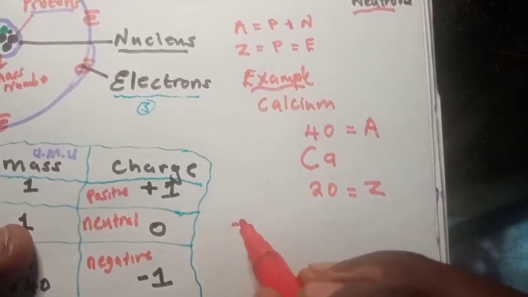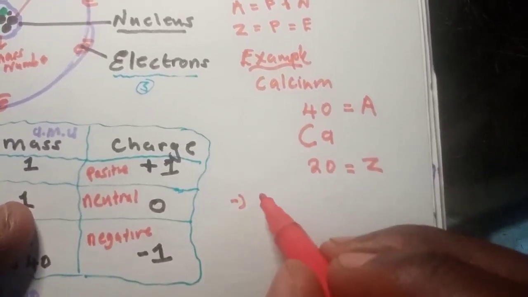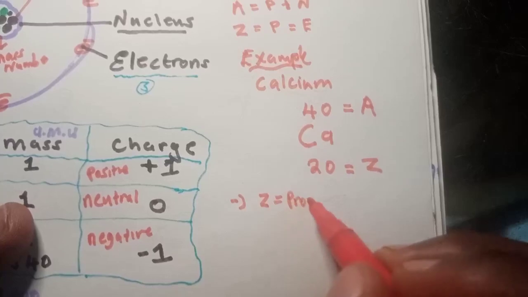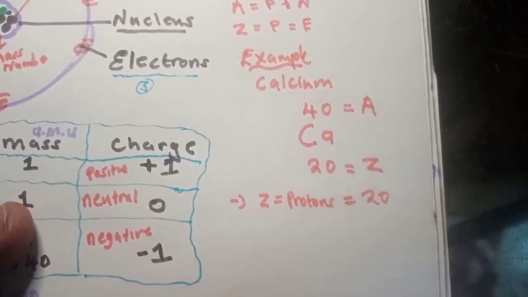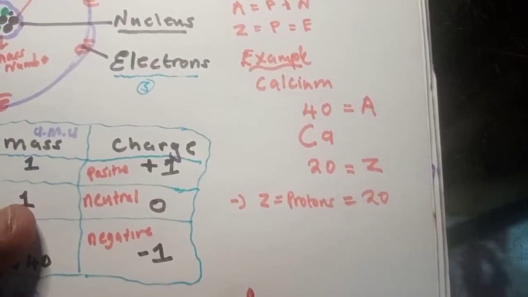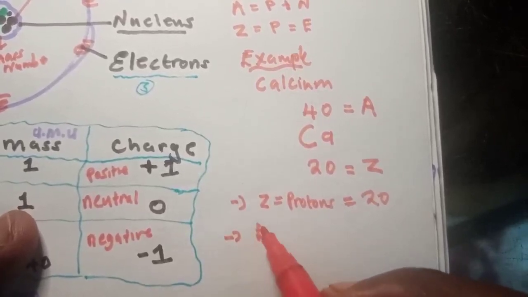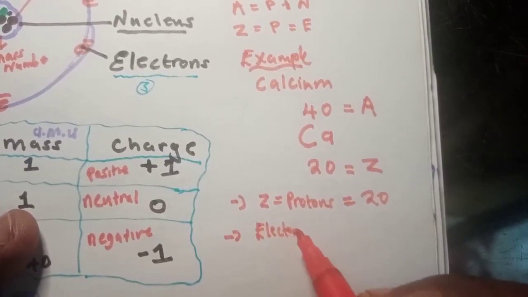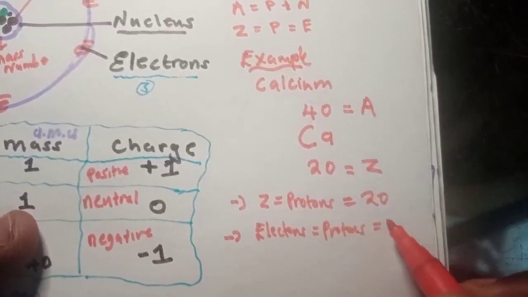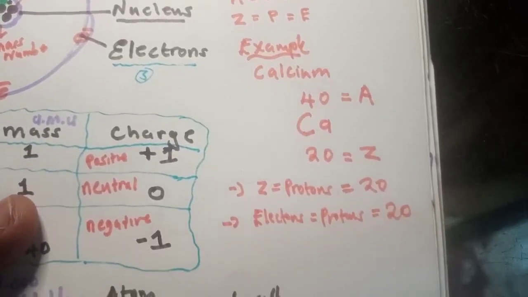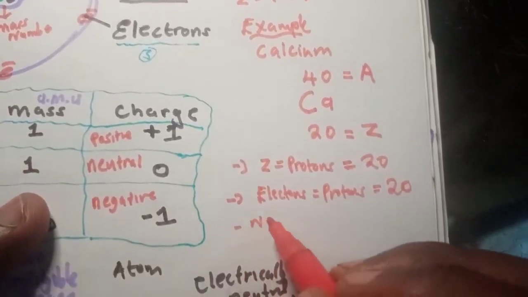So here if I ask you how many protons are in this calcium, you are going to say Z is equal to protons, which are 20. If I ask you how many electrons are here, you are going to say electrons are simply equal to protons in number, and they are 20 as well. The number of electrons is equal to the number of protons. What about neutrons?